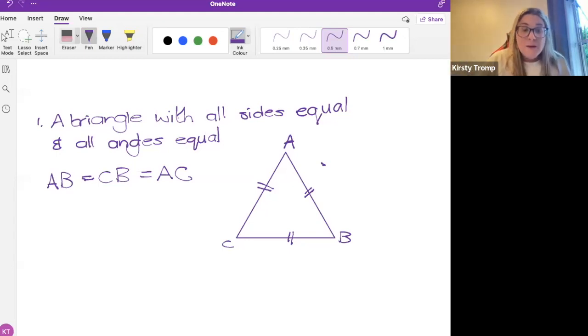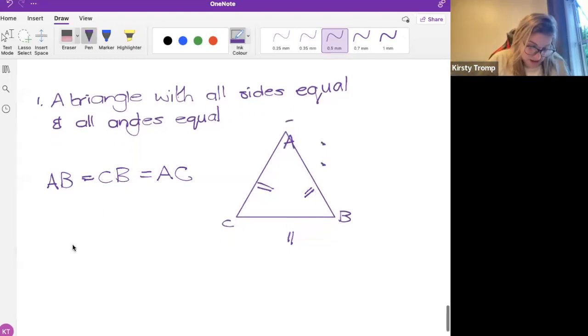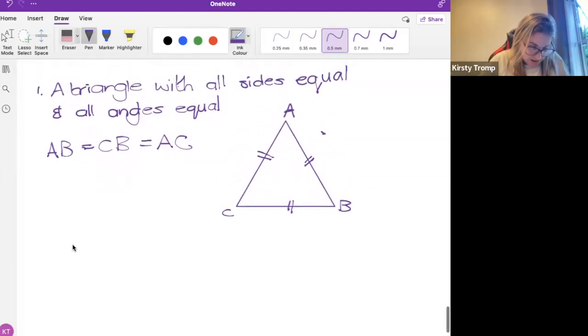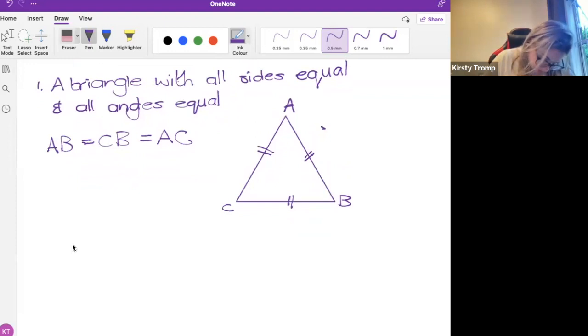All right. Next. Okay, let's look at our next triangle, number 2. So let's put the name of this triangle underneath here for you guys. So this was called an equilateral.